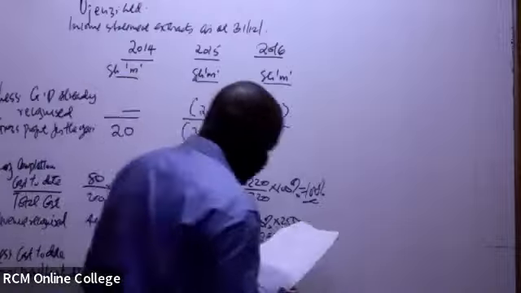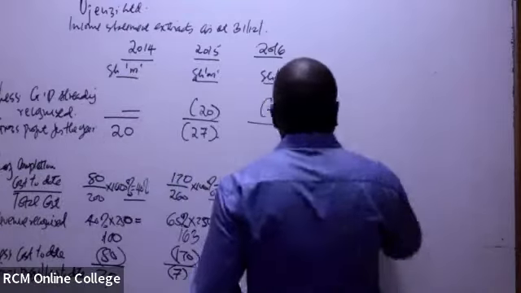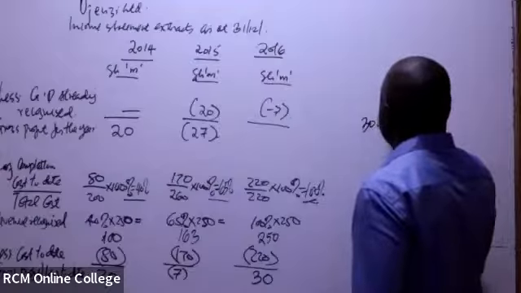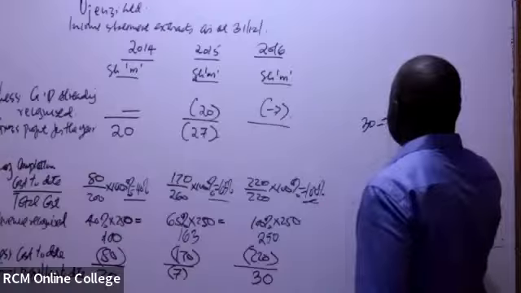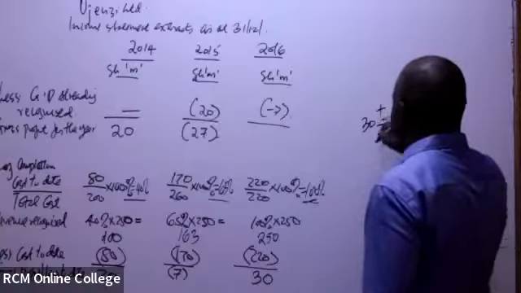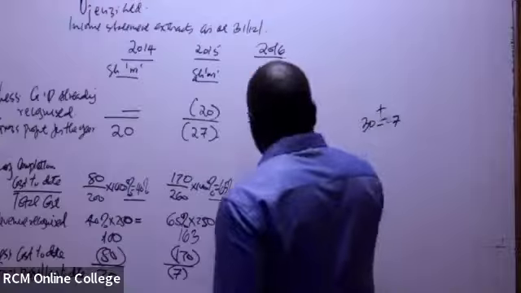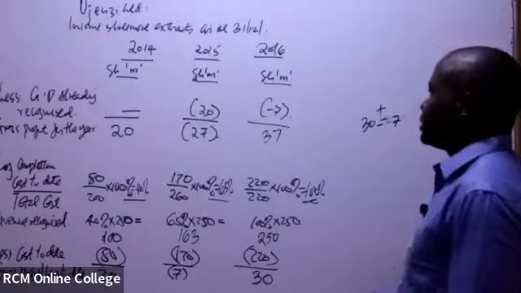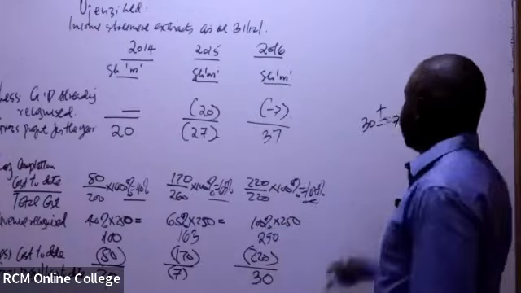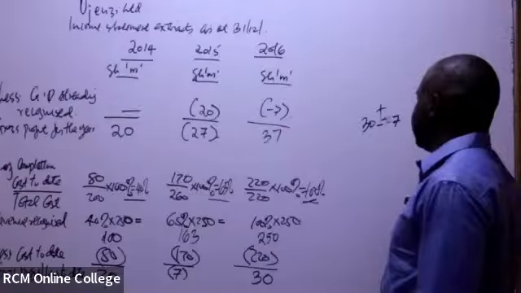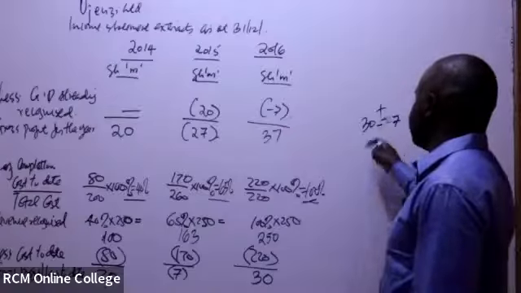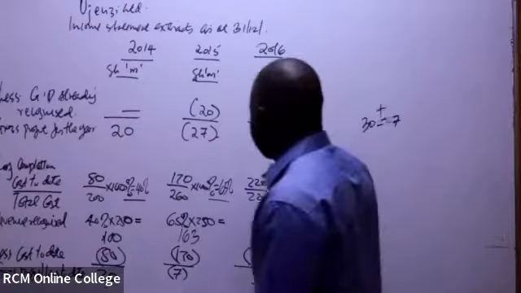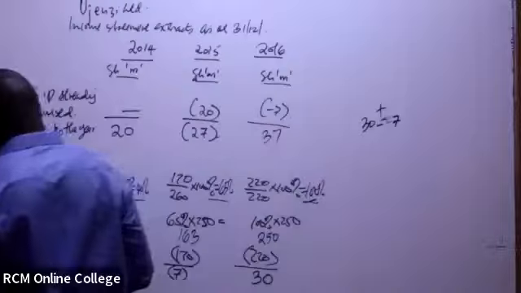Then on this other one, it will be 30 minus minus 7 like that. So here it will become a positive, and it will end up being 37. This one is you minus a negative, so it is minus minus. In mathematics, you are told that when you have two negatives, they give you a positive. So it will come to 37 like that.